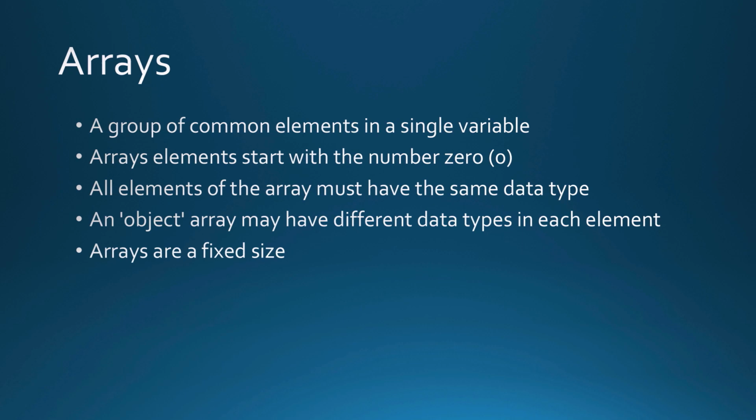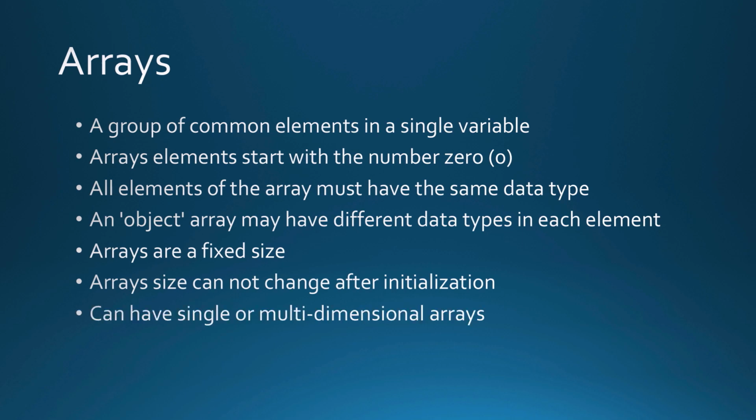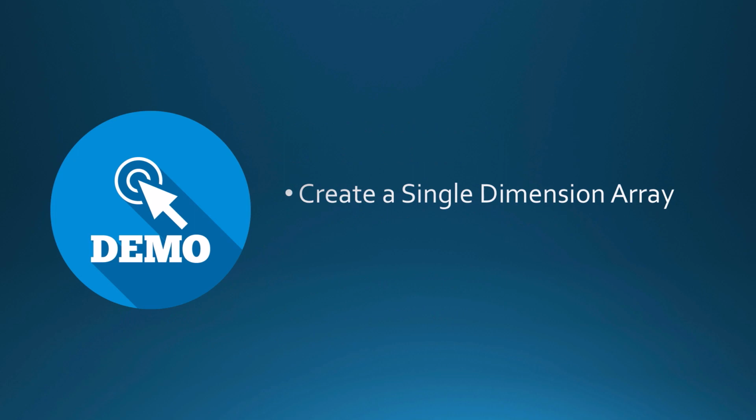Arrays are a fixed size. An array size cannot be changed after it's been initialized. We can have single or multi-dimensional arrays, and you can even have what are called jagged arrays, where each element of the array is itself another array of different sizes. Let's start out by taking a look at how to create a single-dimensional array.